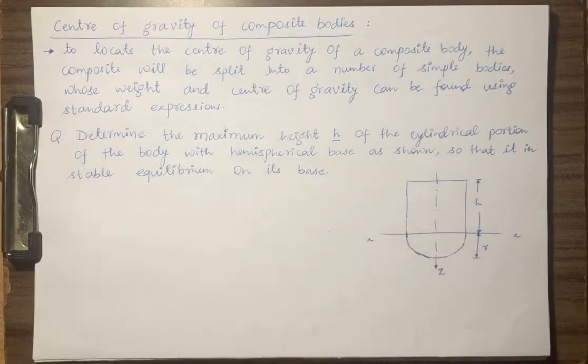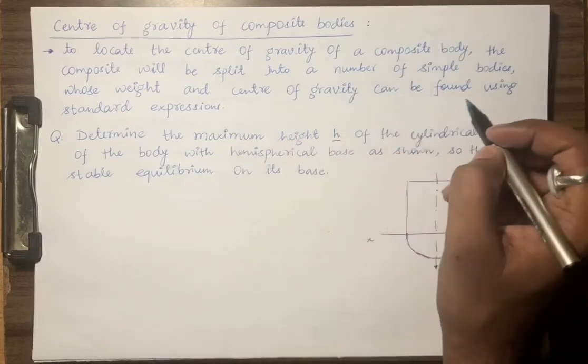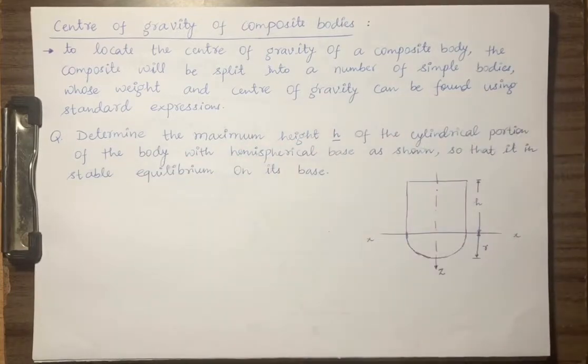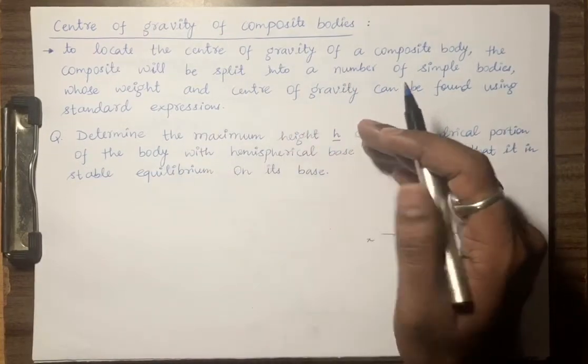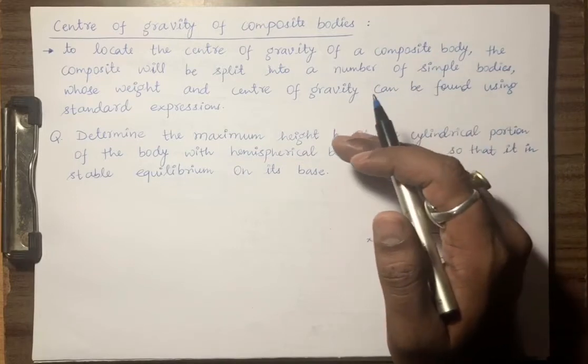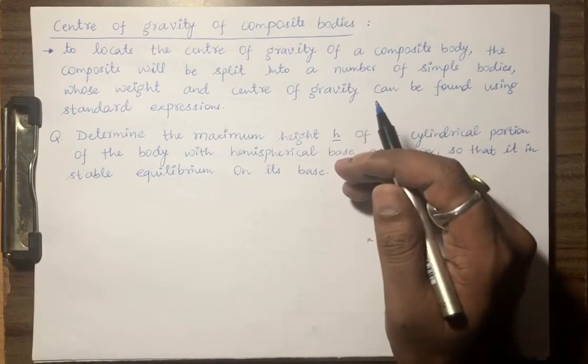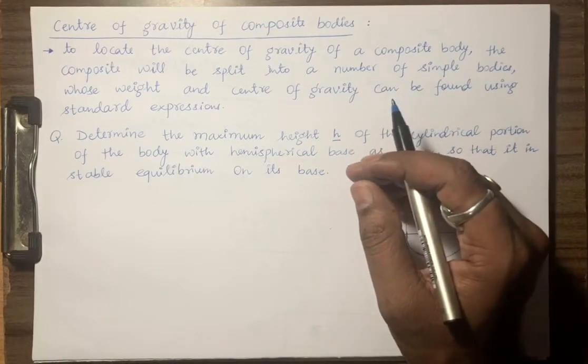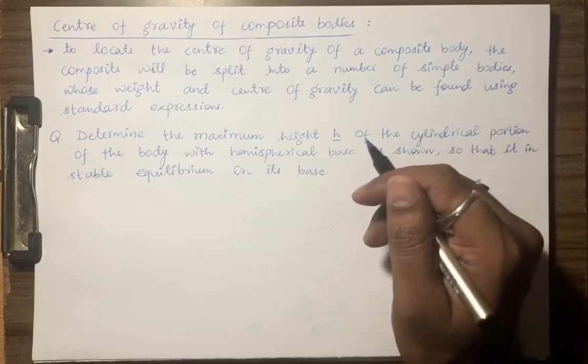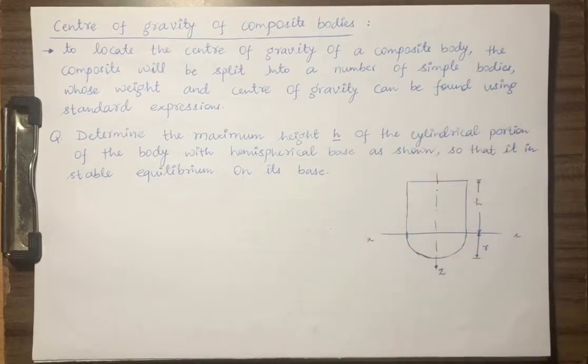To locate the center of gravity of a composite body, the composite body will be split into a number of simple bodies whose weight and center of gravity can be found using standard expressions. So we will be dividing the composite body into small parts. Each small part will be a simple body, for which we will have the weight and the center of gravity from standard expressions. So let us see how we are going to apply this.